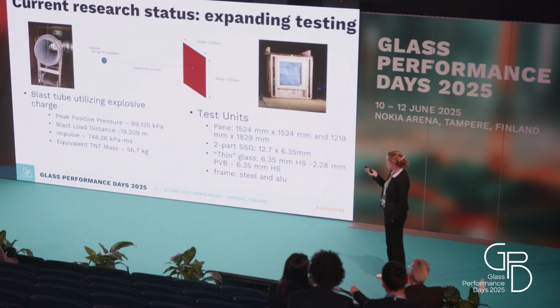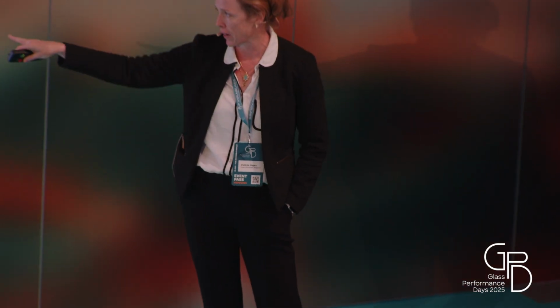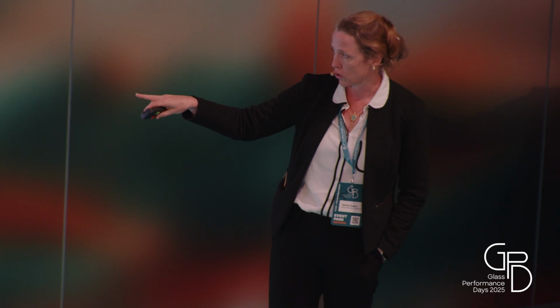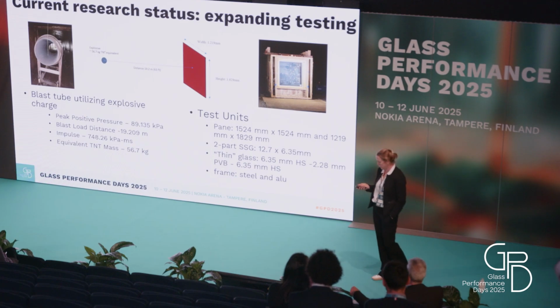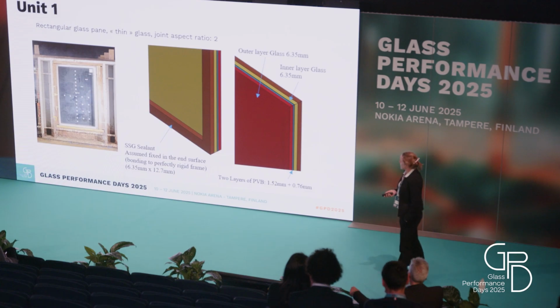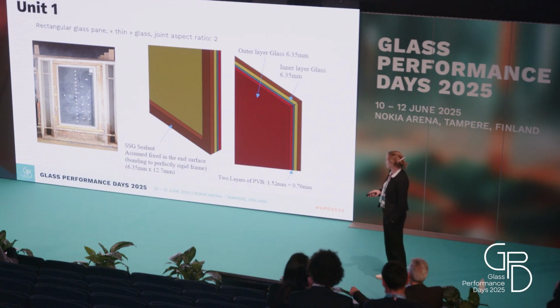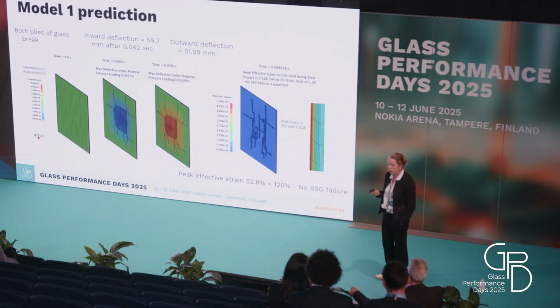We used an explosive charge in a blast tube, about 90 kPa, and the test units were 1.5 by 1.5 and more or less the same area, but in a rectangular configuration. Two-part structurally glazed silicone, 12 by 6 normal joint design, and this is the glass build-up. And here you see one of the units installed. So the first unit here, the rectangular one, as it is installed, and I would have loved to show you the videos. We have all the videos, but they were quite big to embed in a presentation.